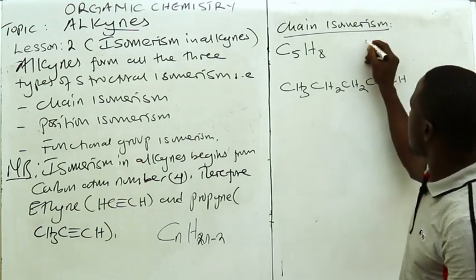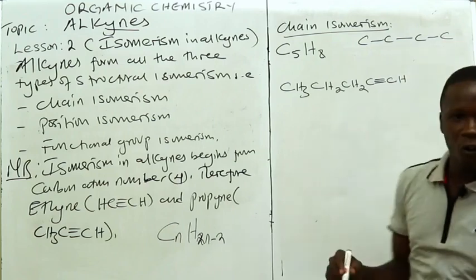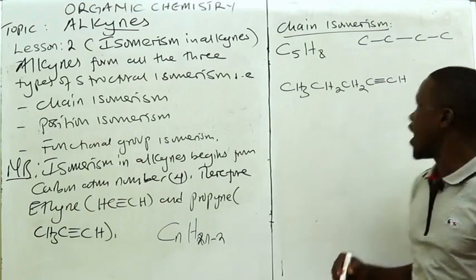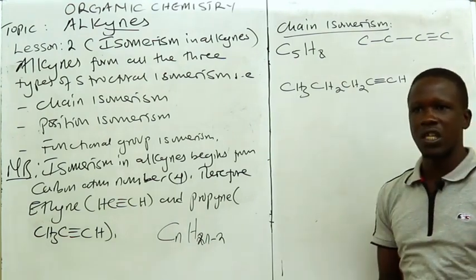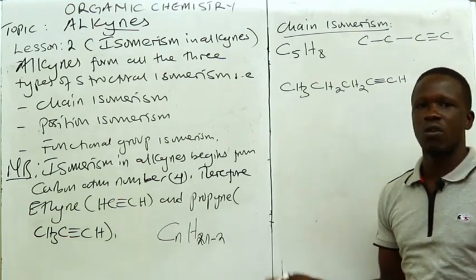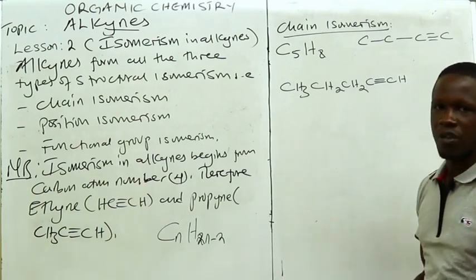Like what we had here, instead of 5, I am going to write 4. And I will put a triple bond in the last 2, so that I don't change the position of the triple bond. And then I put a bond. Now, I put a branch.